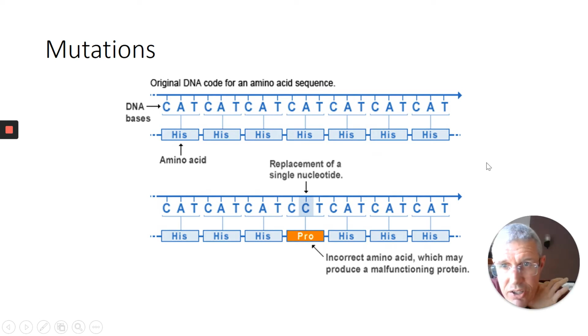And another source of variation is in mutations. This is just a really simple version of this. We've just got one triplet code, CAT, giving histidine amino acid. And these are all the same. So we just showed you one changing there. So from CAT to CCT, which is giving proline, which is a different amino acid. And that may or may not lead to a malfunctioning protein, or it might lead to an improvement in the protein, but certainly different.